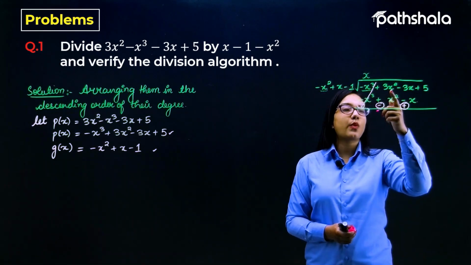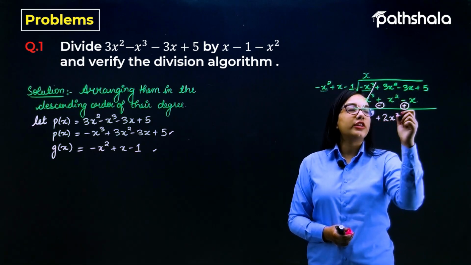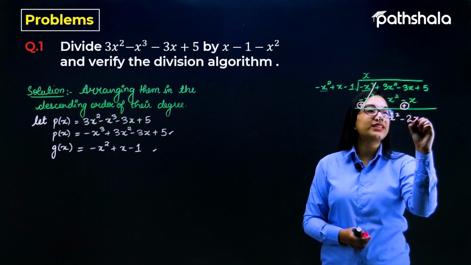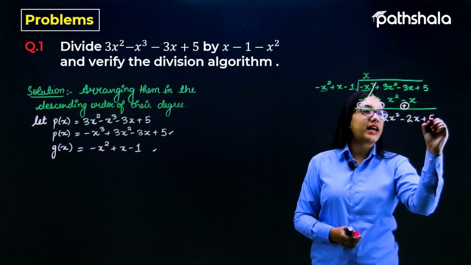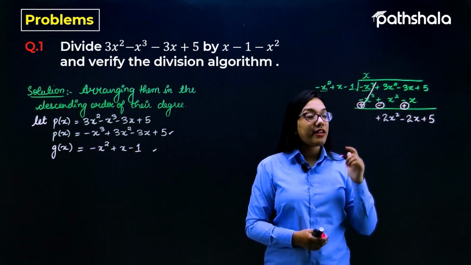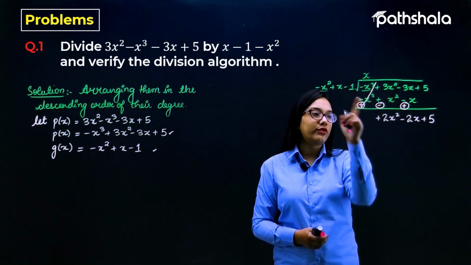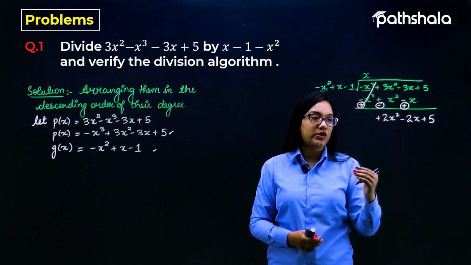Again plus 3x square minus x square is nothing but plus of 2 of x square. Further we have minus 3x plus x as nothing but minus of 2 of x. Again we have plus 5 as a constant, so let's take this plus 5 as it is over here. Now again we have 2x square and minus of x square. Obviously both of these degrees are equal to each other, so we have to repeat the division process again.